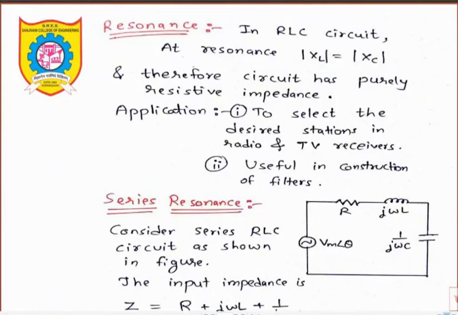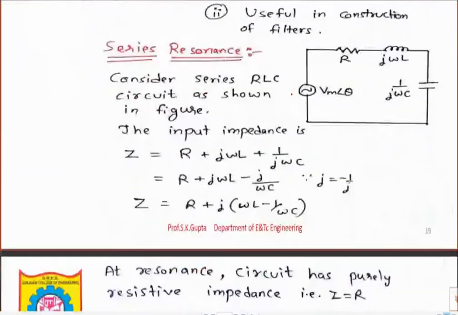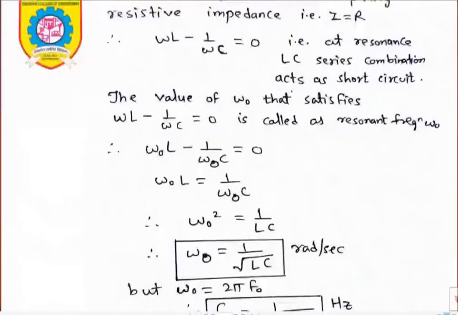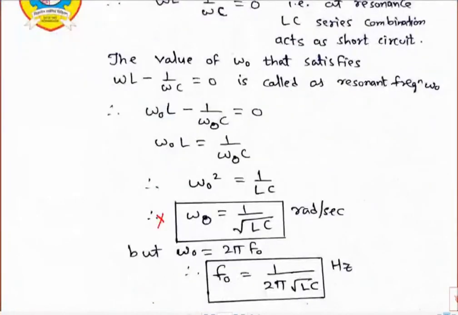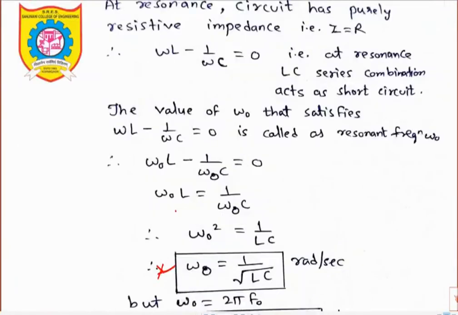Welcome all. In the last video, we have discussed resonance. Then we know that at resonance, the circuit has a purely resistive impedance. Next, the resonant frequency formula is 1 upon under root LC. This LC series combination acts as a short circuit at resonance.